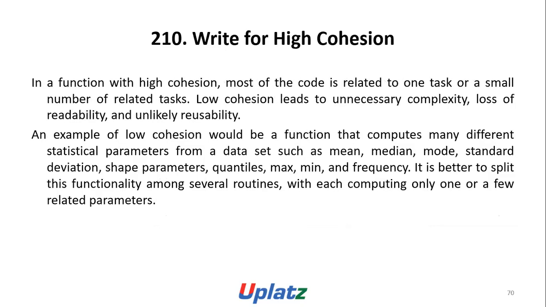Write for cohesion. In a function with cohesion, most of the code is related to one task or a small number of related tasks. Low cohesion leads to unnecessary complexity, loss of readability, and unlikely reusability. An example of low cohesion would be a function that computes many different statistical parameters from a data set, such as mean, median, mode, standard deviation, shape parameters, quantiles, max, min, and frequency. It's better to split this functionality among several functions, with each computing only one or a few related parameters.